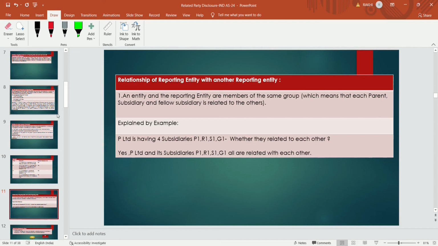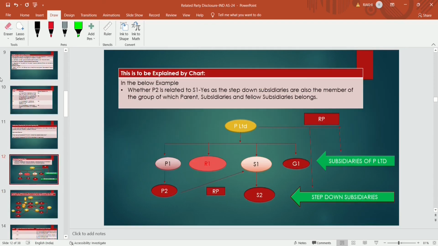Same group includes subsidiary and fellow subsidiary. Whether the entity and the member of the same group, which means the parent, subsidiary and fellow. So they are the member. P Limited is the holding company and its subsidiaries are P1, R1, S1, G1. All are related with each other because they are the member in the same group. This is to be explained via chart. Whether P2 is related to S1.